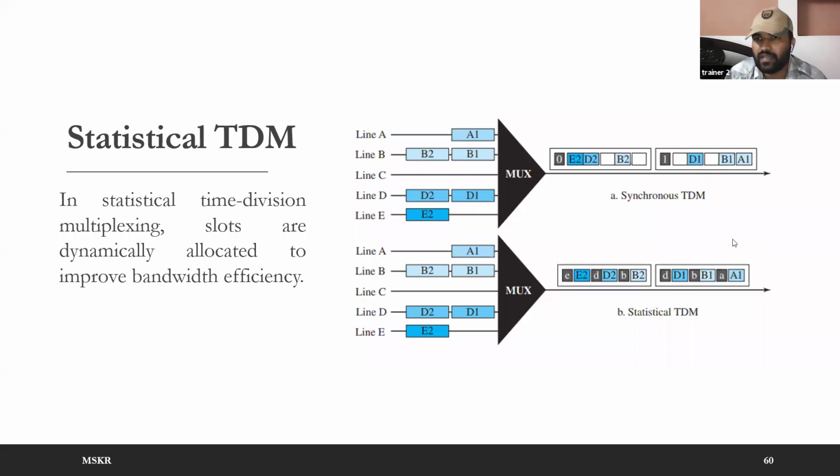Now if you look at the bottom diagram, your frame is not going to carry 5 slots. It is going to have fewer slots, let's say 3. So A1, B1, D1 will be sent. Then in the second step, B2, D2, E2 will be sent. So the wastage will be removed. But since it is not following a proper order and not reserving each slot, you are going to provide an address. The first slot is for A, so you put the address of A. Then the second slot is for B, so you put the address B.